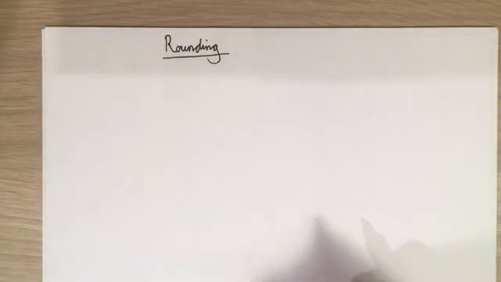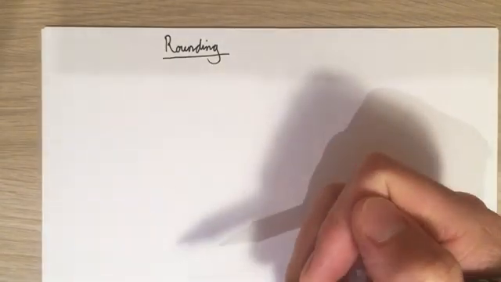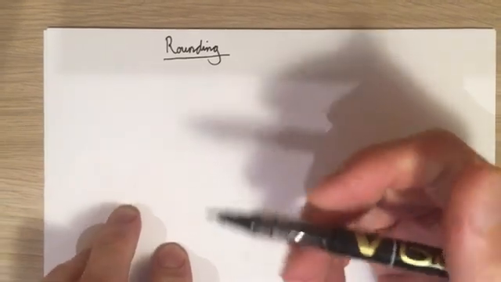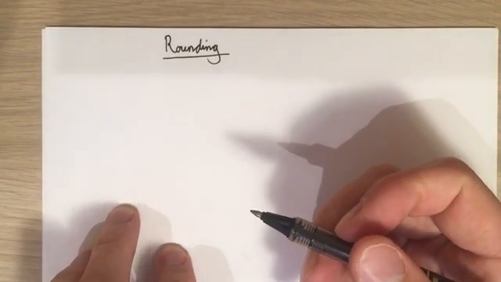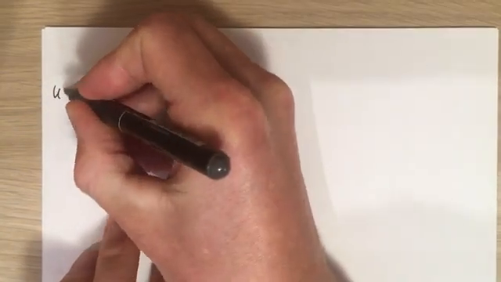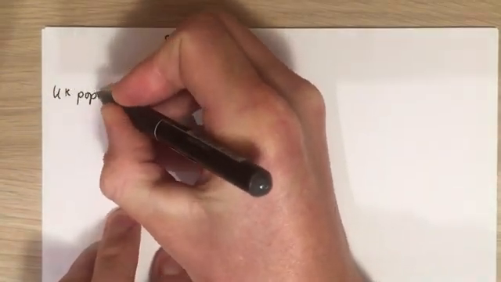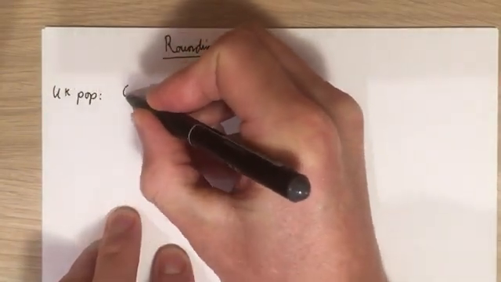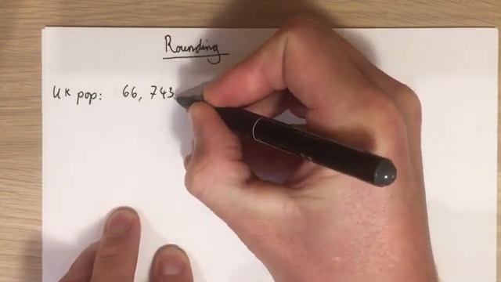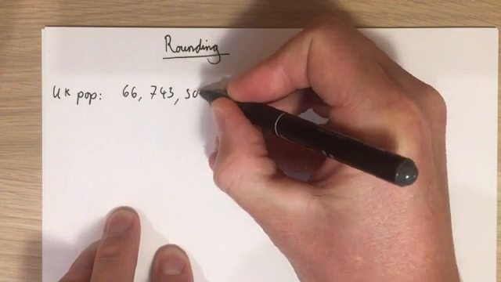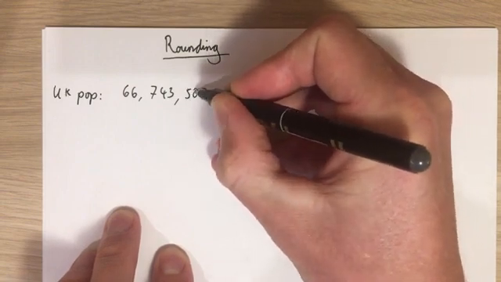Hello, a short discussion of rounding. So on the internet there's a website that claims to tell you the exact population of the UK. Apparently the UK population right now is exactly 66,743,507. Now this is wrong.